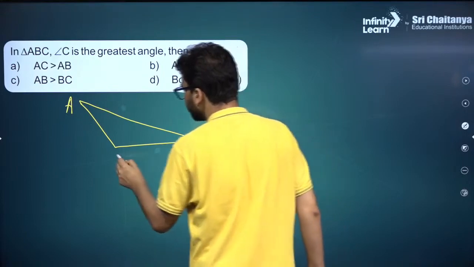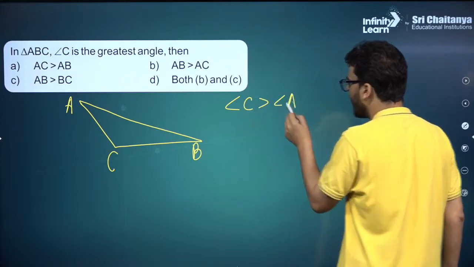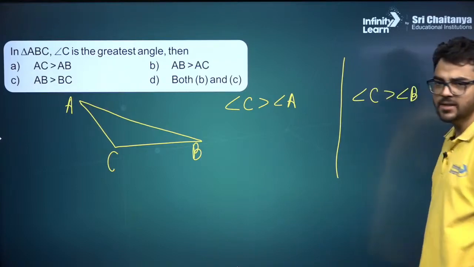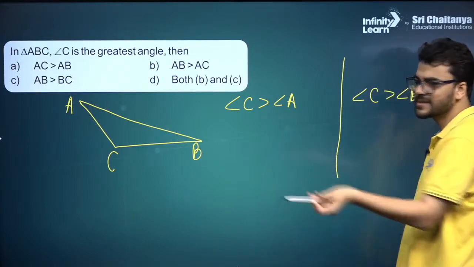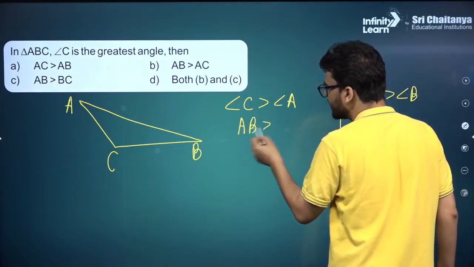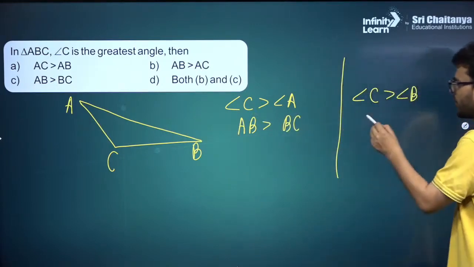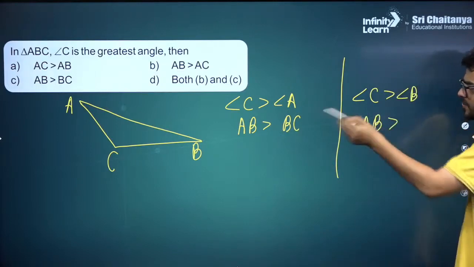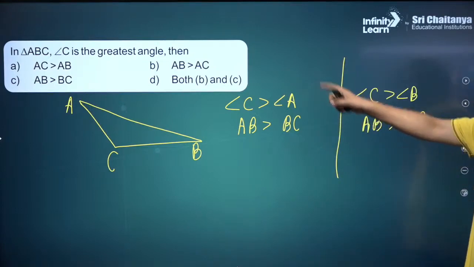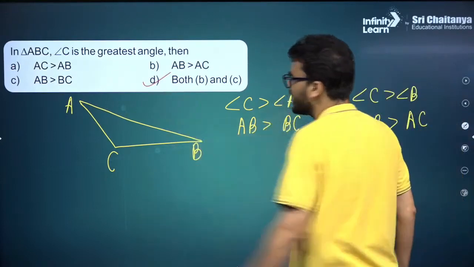So it is A, B and C. So angle C is the greatest angle. So it means angle C is greater than angle A, and it is the same thing again, angle C is greater than angle B as well. So opposite to angle C, which side is there? You know that side opposite to larger angle is longer. So I can say that AB is greater than side opposite to angle A, which is BC. So AB is greater than BC. In the same manner, AB is greater than side opposite to B, which is AC. So therefore AB is greater than BC and AB is greater than AC. It means both option B and C are correct. So option D is correct over here.